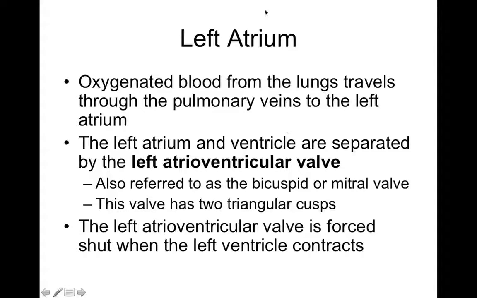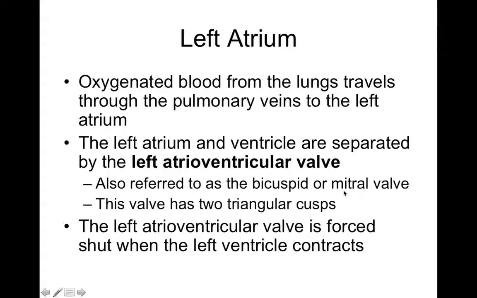The left atrium is separated from the left ventricle by the left atrioventricular valve. While the atrium is filling with blood, this left atrioventricular valve is actually open. So that blood's not only filling the atrium, it's also spilling into the left ventricle, because this valve's open. But this left atrioventricular valve is also called the bicuspid or mitral valve.